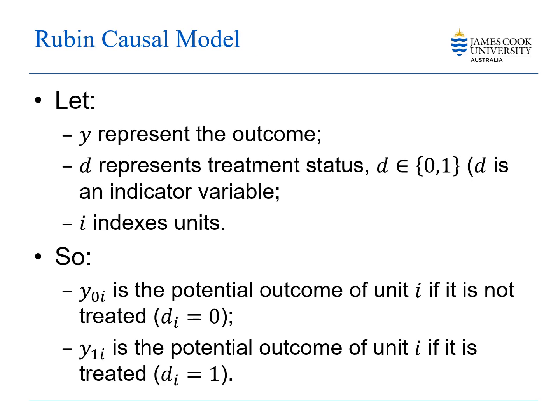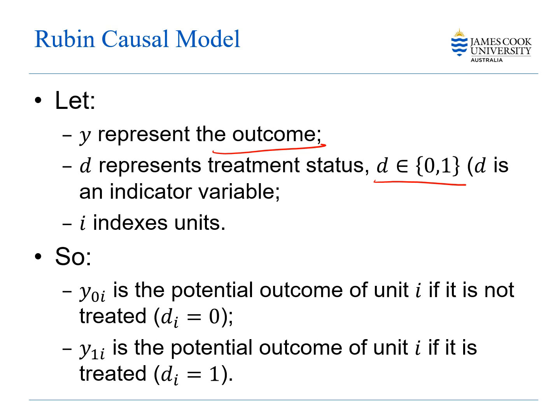Okay, Rubin causal model. So let Y represent an outcome, whatever outcome we want to measure. For example, like the class size example, the outcome could be students' final exam scores. And D represents a treatment status. D only takes two values, 0 and 1. If it's 0, it's not treated. If it's 1, the unit is treated. So D is a dummy variable or indicator variable.